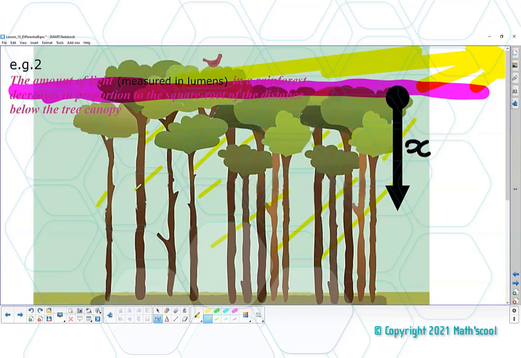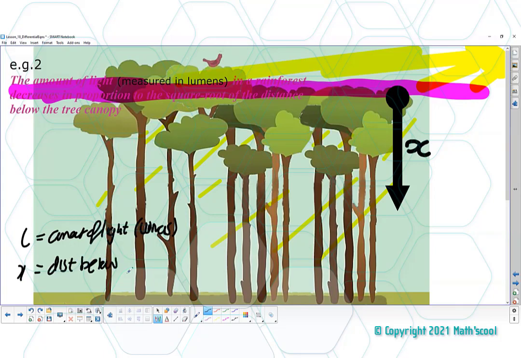So we're going to define L as amount of light in lumens, and X as the distance below the top of the trees in meters. And this is not to do with time. This is nothing to do with, oh, it's getting late, the light levels are falling because it's dusk.